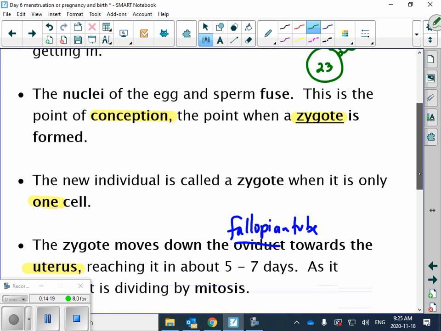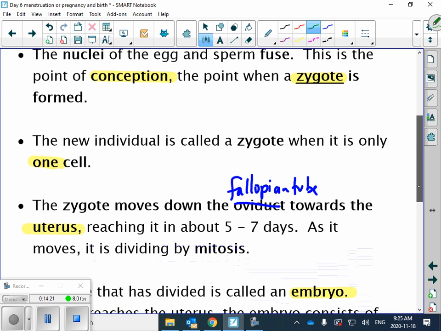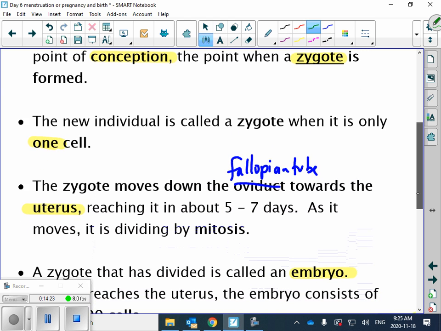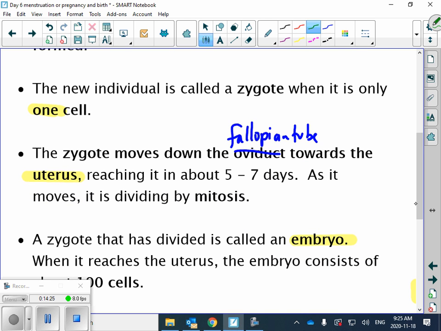So that new individual is called a zygote only when it's one cell. Okay? That zygote moves down the oviduct, or the fallopian tube, towards the uterus, and it gets to the uterus about 5 to 7 days later. As it moves, it's dividing by mitosis, right? Making identical cells. That was the point of mitosis. It splits into 2 identical cells.